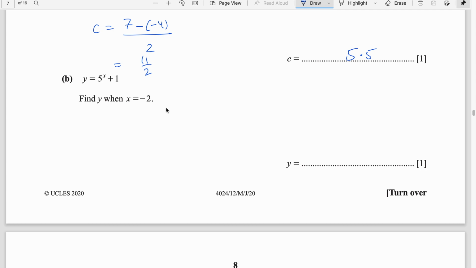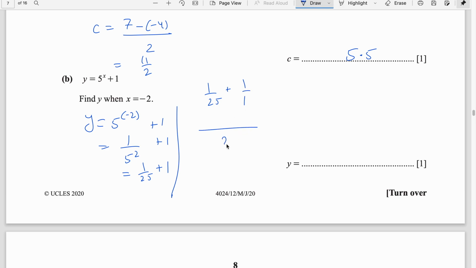Find Y when X is equal to -2. So substitute the value. Negative power would reciprocate it. So this is 1 by 25 plus 1. Take the LCM of 1 by 25 and 1 by 1. LCM is 25. You cross multiply. This is 1 plus 25, and 26 by 25. So you either leave it as a fraction or you convert it into a mixed number. Both are correct.